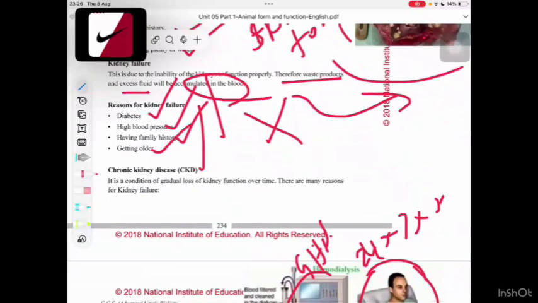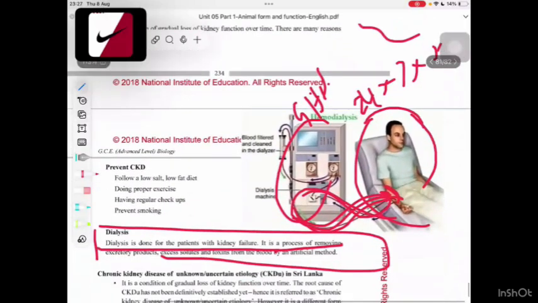Then what is this chronic kidney disease? It is a condition of gradual loss of kidney function over time. That means this doesn't happen at once. Over time, there's going to be a gradual loss of the function of the kidney. There are many reasons for kidney failure.